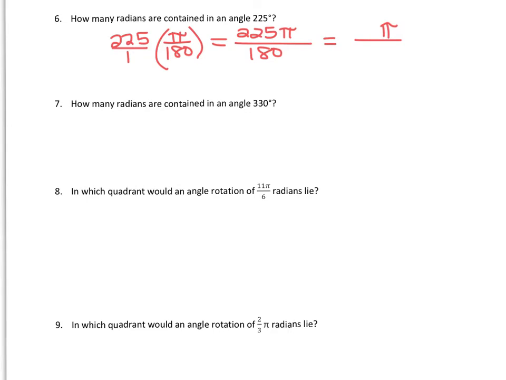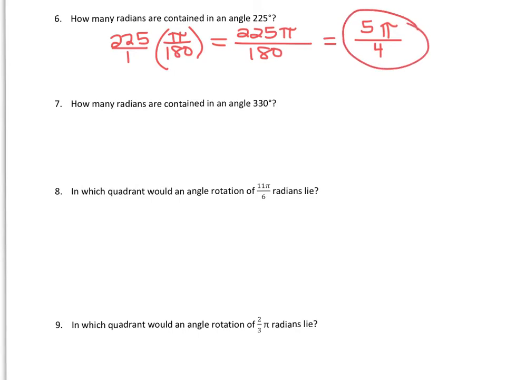And then all I'm going to do is just figure out what 225 divided by 180 simplifies to. They're both divisible by 45. 225 divided by 45 is 5. And 180 divided by 45 is 4. So it's 5 pi over 4. If you need to use your calculator, you could do 225 divided by 180, math, enter, enter, and it'll give you 5/4. Okay, so we have 5 pi over 4.